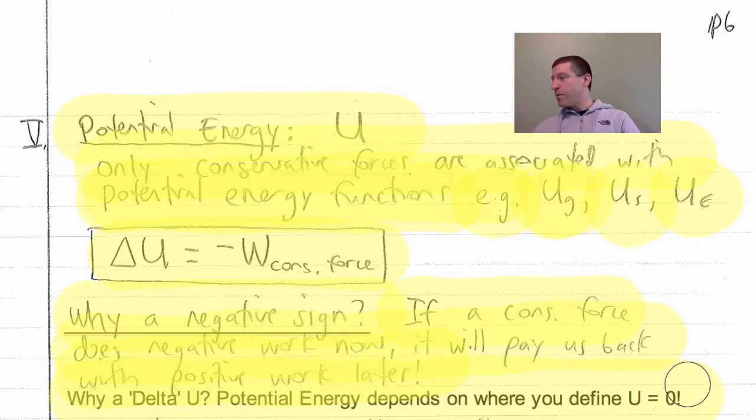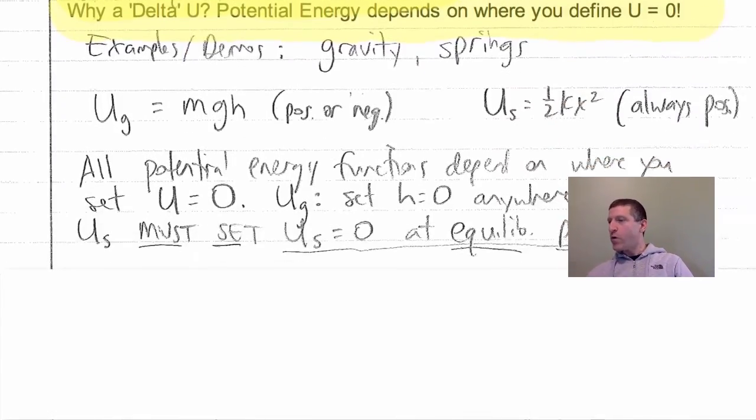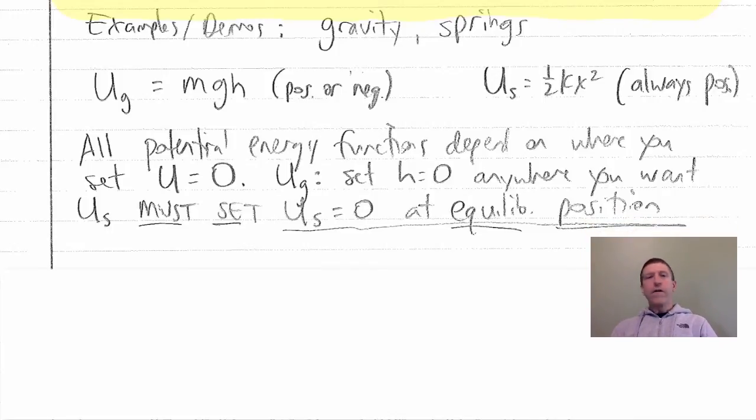So let's take a couple examples here and talk about the potential energy functions of a couple of conservative forces we've already looked at. So gravity. The gravitational potential energy we define as mgh. This can be positive or negative, as that example just showed. Now, a better way to express this would be delta U_G equals mg delta h, but because we can define zero wherever we want, it's okay to just do it this way as long as we've clearly established where we set zero. So this will be the height compared to where we set zero.